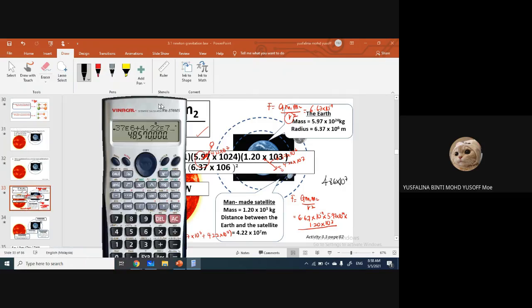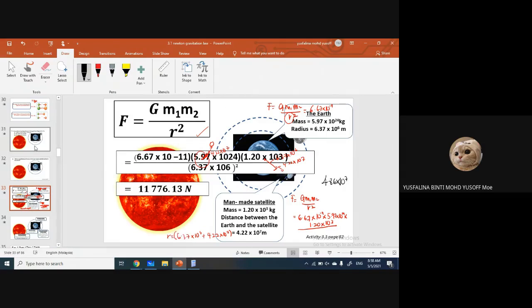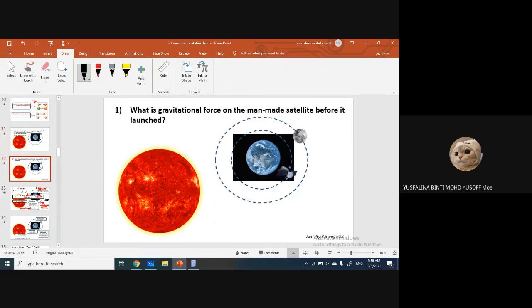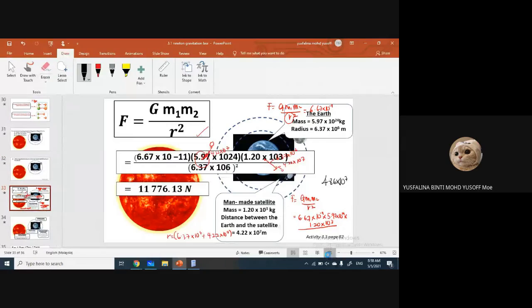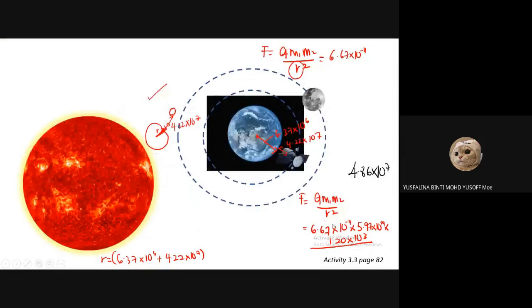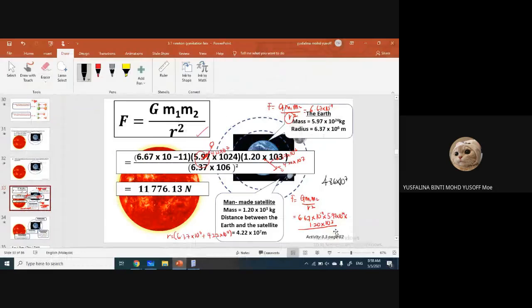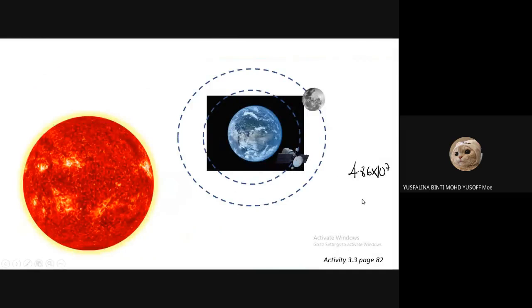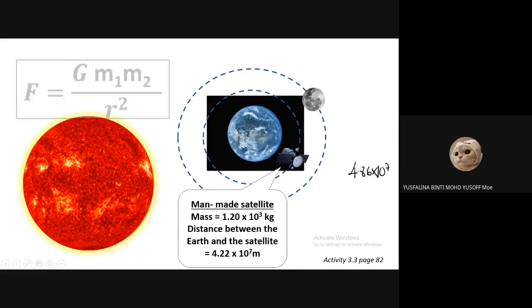This one, they ask you to calculate the, wait, let me see first. Oh, I'm sorry. This one is before it launched, right? So this one is actually we calculate after that is launch, so I erase it first. So this one is before it has been launched. So we have to take the R, the radius of the earth.